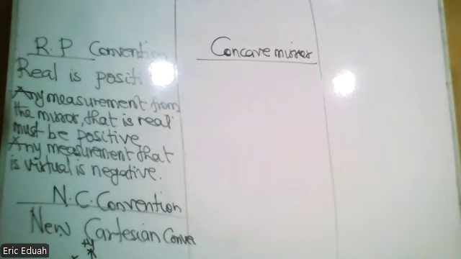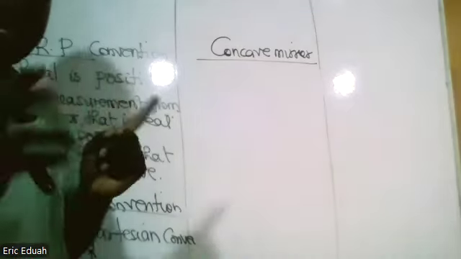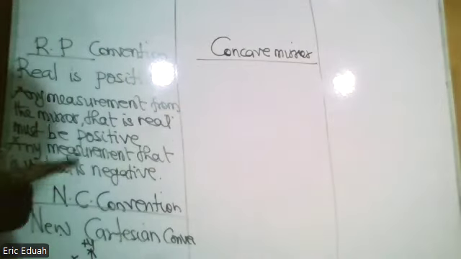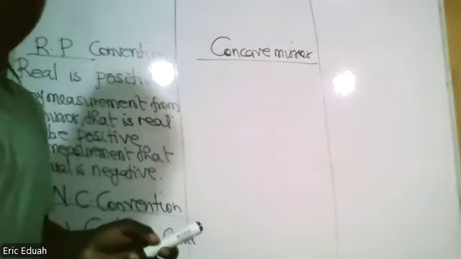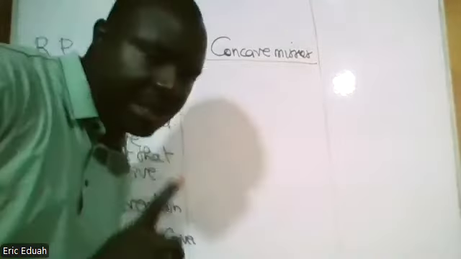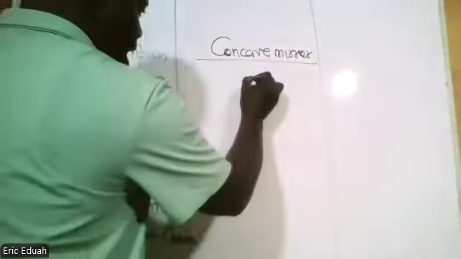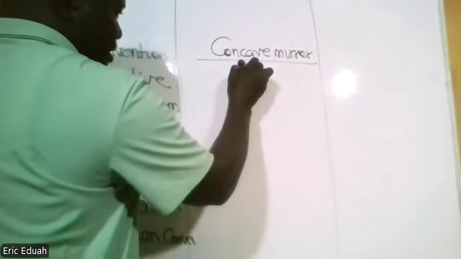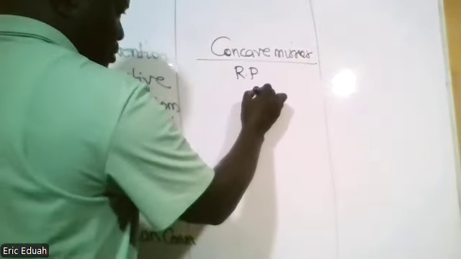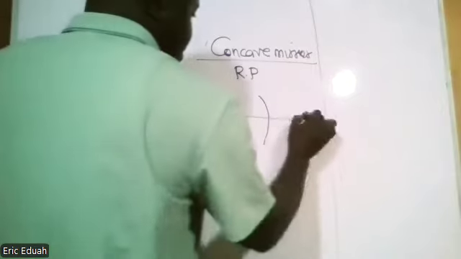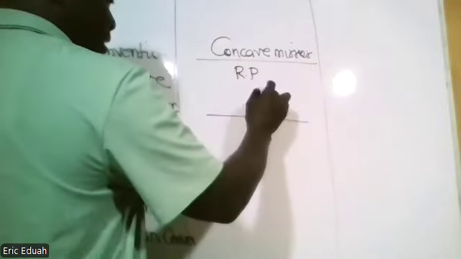Converging mirror. So concave or converging, convex or diverging. You must use these two terms, okay, so that you master it. When it's not this, you can always apply the other. So let's see how RP convention is applied to concave or convergent mirrors.